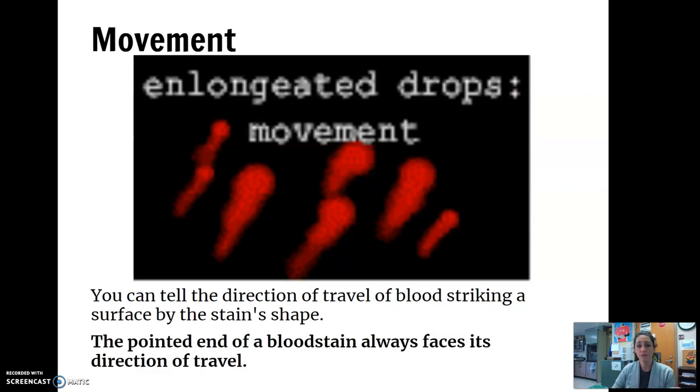We can tell movement based on the shape. The pointed end always faces the direction of travel. So this person, or whatever this was coming off of, they were moving in this direction, kind of down this way. That's pointing, right? Think about it as it falls first, that would be the most blood, and then as it keeps moving away, it's going to be less and less. That's why it gets to that point.